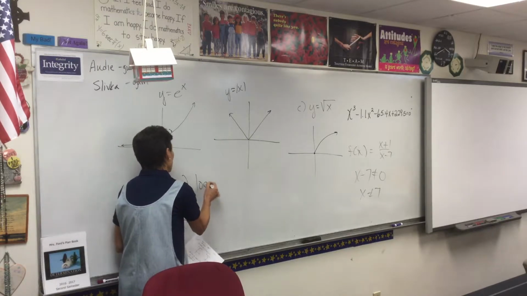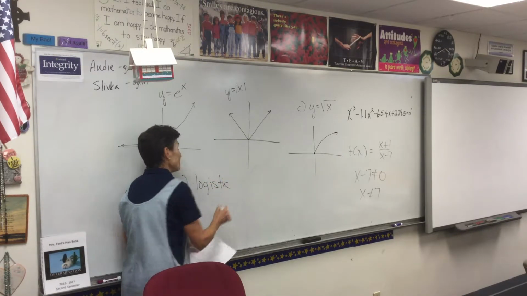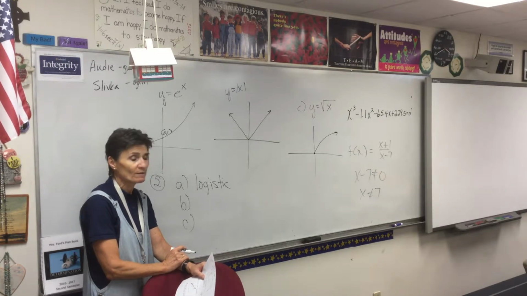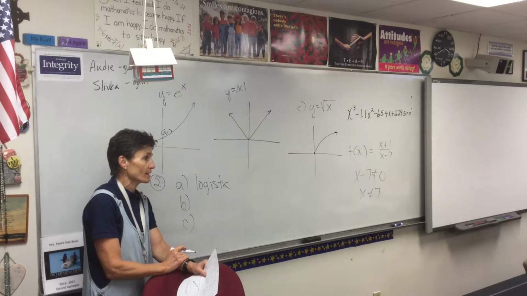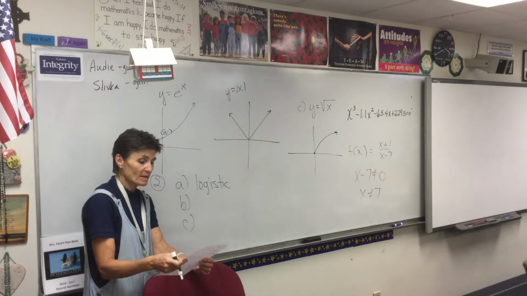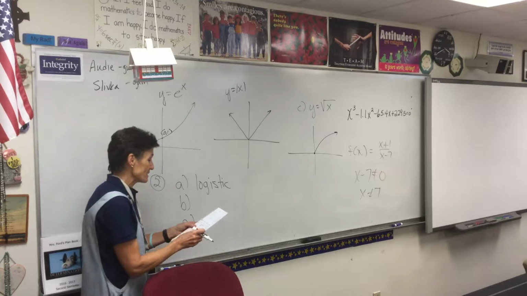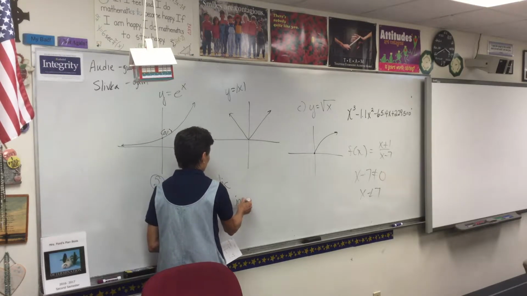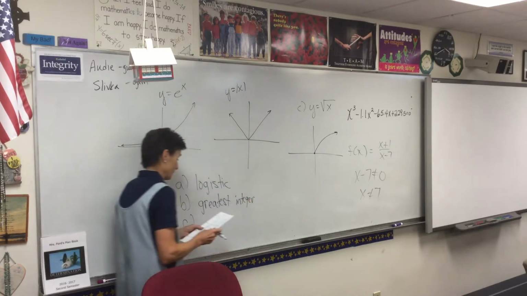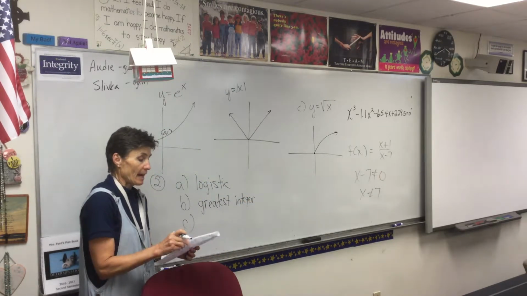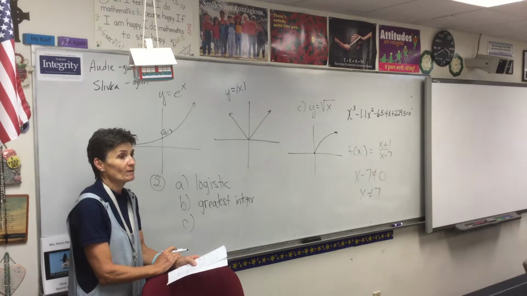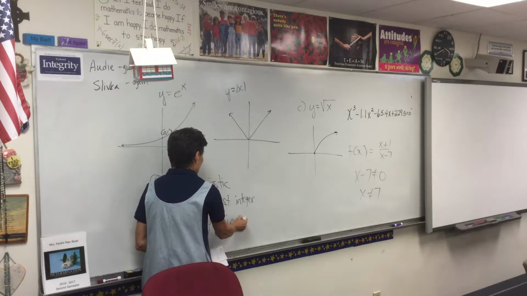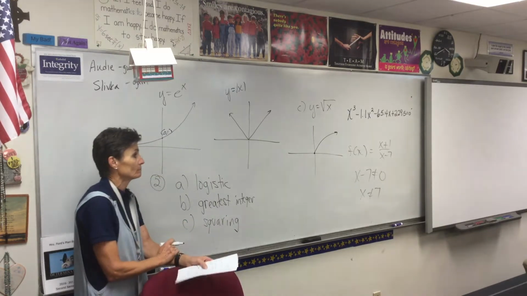Logistic. Don't abbreviate it. If you abbreviate it, it'll look like log, and we have another log function, so don't abbreviate it. It's logistic. What about the next one? Greatest integer. Greatest integer, and we're writing the name now. So I'm going to write greatest integer. And how about C, your parabola? What function is that? That's your squaring function. Good. All right, everybody good with part 2?